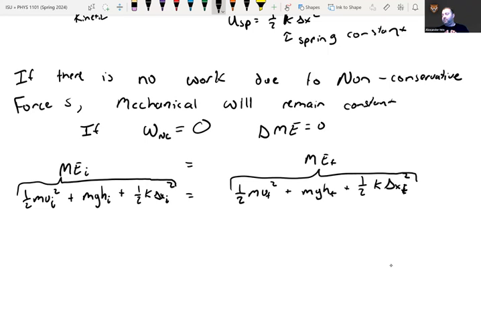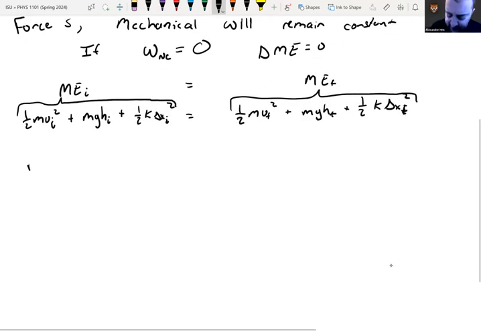Okay, and the main idea here is that if you're not having energy added or removed via work, your mechanical energy will get transferred between these buckets. So you might have initially some spring energy, and then that might get converted into kinetic and potential, and then that might get converted back into kinetic. So I'll give you an example of that, like on a pogo stick.